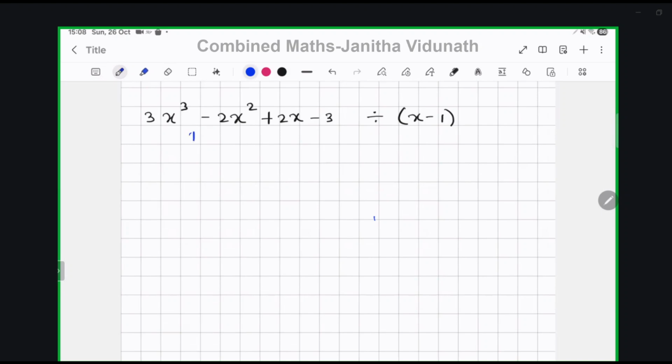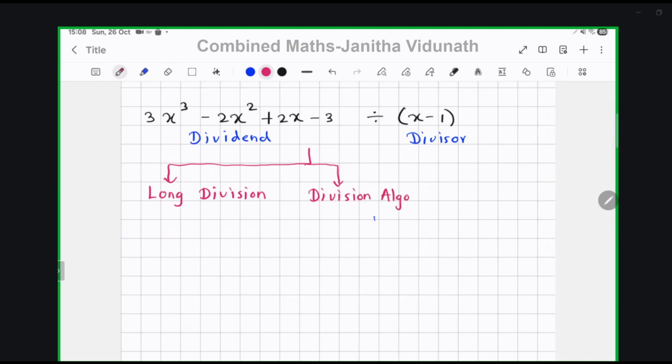Okay. This is the dividend and this is the divisor. Now we have already learned a few theories related to polynomials. For dividing polynomials, first we have learned the method long division. Then we have learned the division algorithm. Then we have learned the remainder theorem.